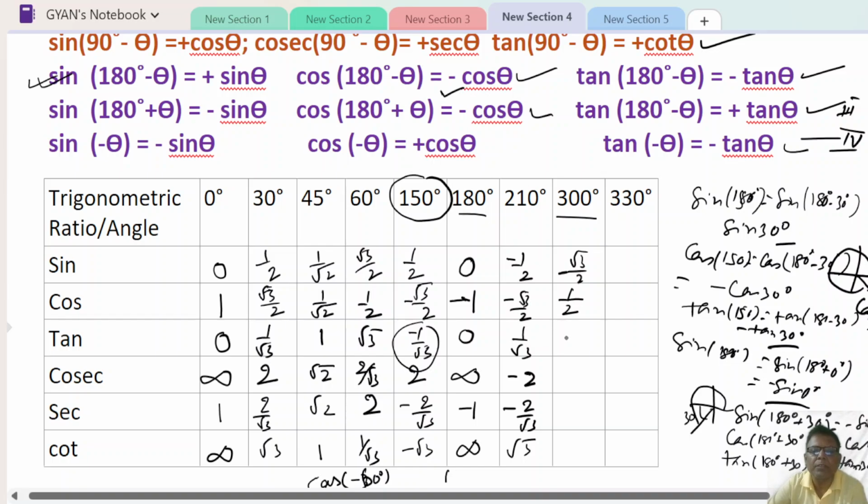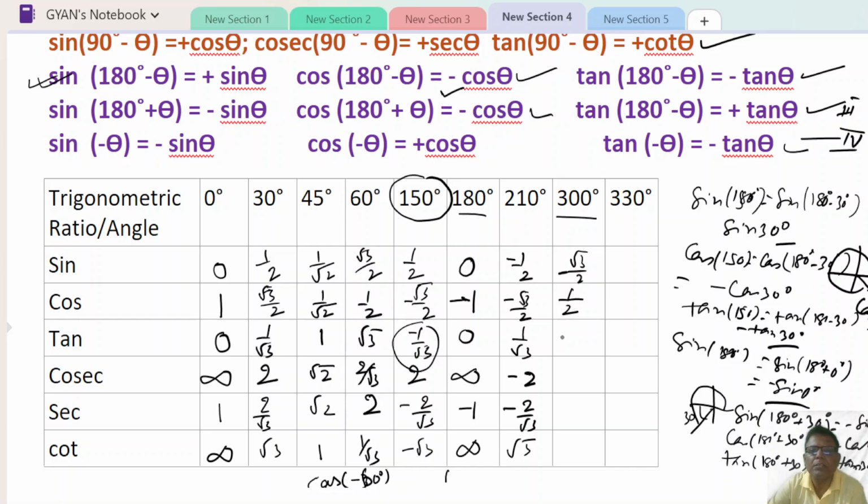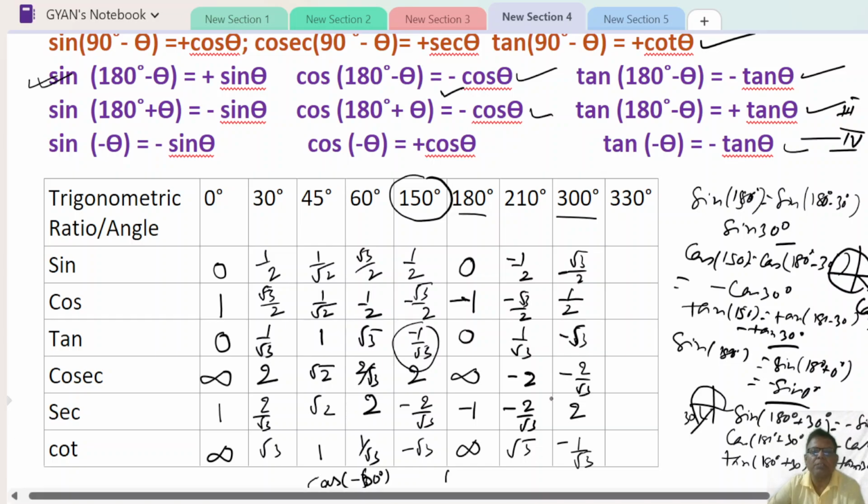What is tan? Tan minus 60 degree is minus tan 60 degree, which is minus root 3. So the reciprocal of this is minus 2 by root 3. The reciprocal of this is 2, and this one is minus 1 by root 3.